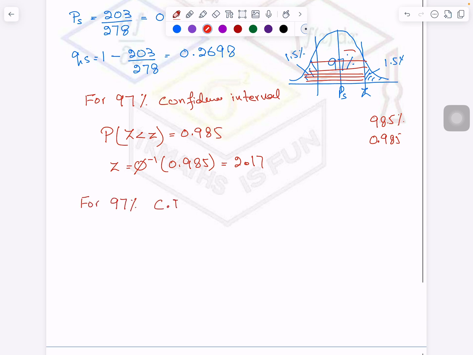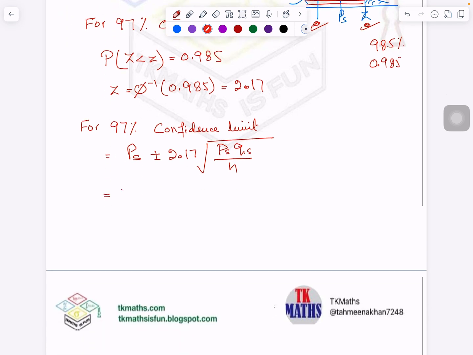Right. Now I will substitute in the confidence interval formula for 97%. This is the standard formula for the confidence interval which you can use, but right now I'm finding the confidence limits. Sorry, let me write here completely, because the purpose is to find the limits. So the confidence limit, you will use PS plus minus 2.17 times the square root of PS QS over N. Agreed? Now I'm simply substituting the values here. You can also do the same.